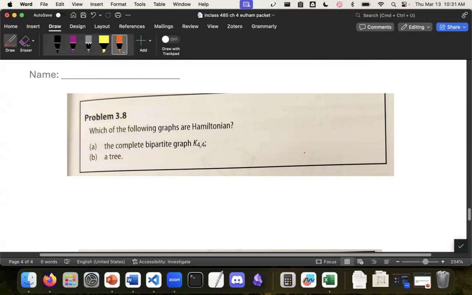Whereas for Eulerian graphs, we have a really handy theorem to say even degree Eulerian. Sorry, even degree means Eulerian. We don't have that for Hamiltonian. It's an open problem to try and find a restrictive definition or a theorem that says for sure this is Hamiltonian. It's hard.